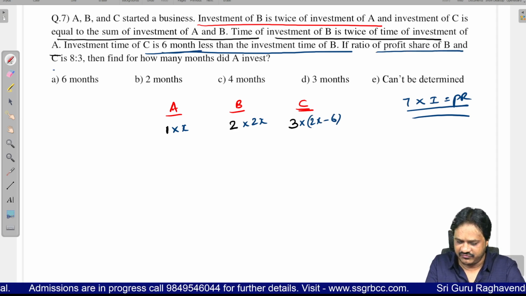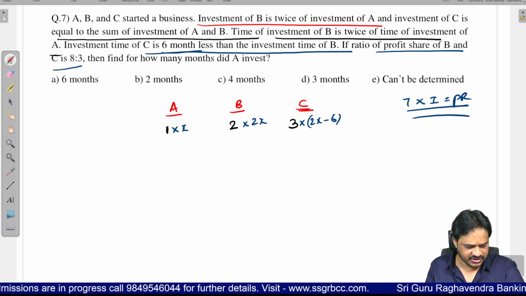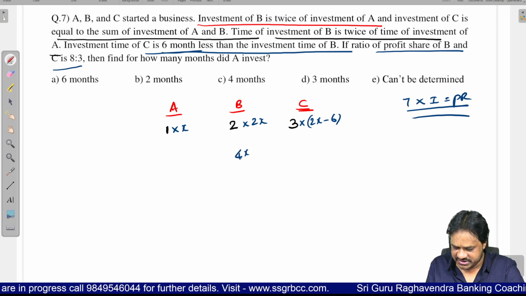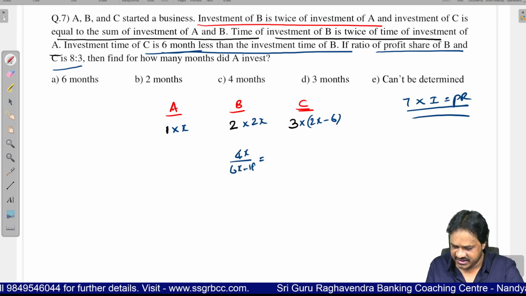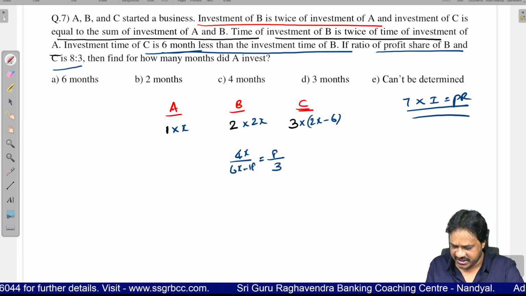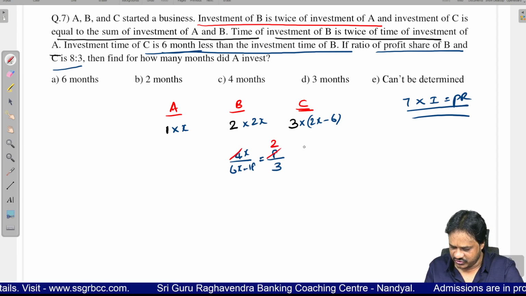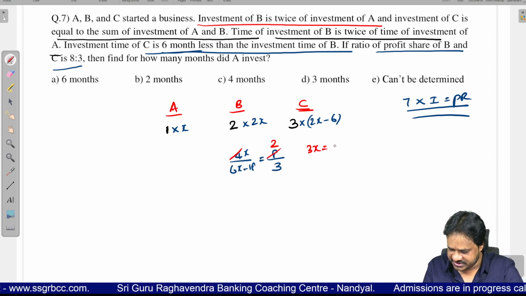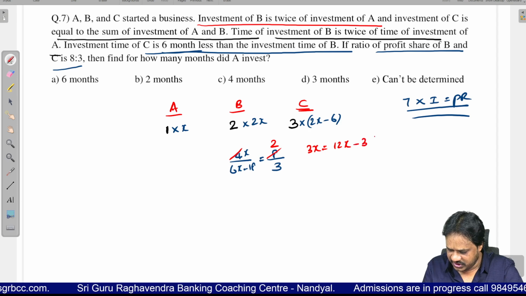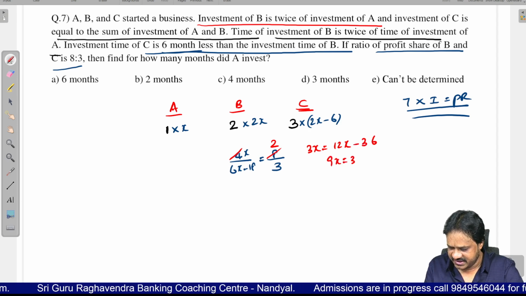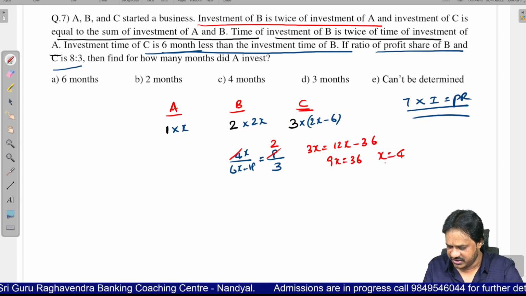If the ratio of B and C, now if you take B, 2 into 2x, 4x. If you take C, it is 6x minus 18. That ratio is given as 8/3. If you see the simplification, 4 1s, 4 2s. Therefore, 3x is equal to 12x minus 36. 9x is equal to 36. X value will be 4.